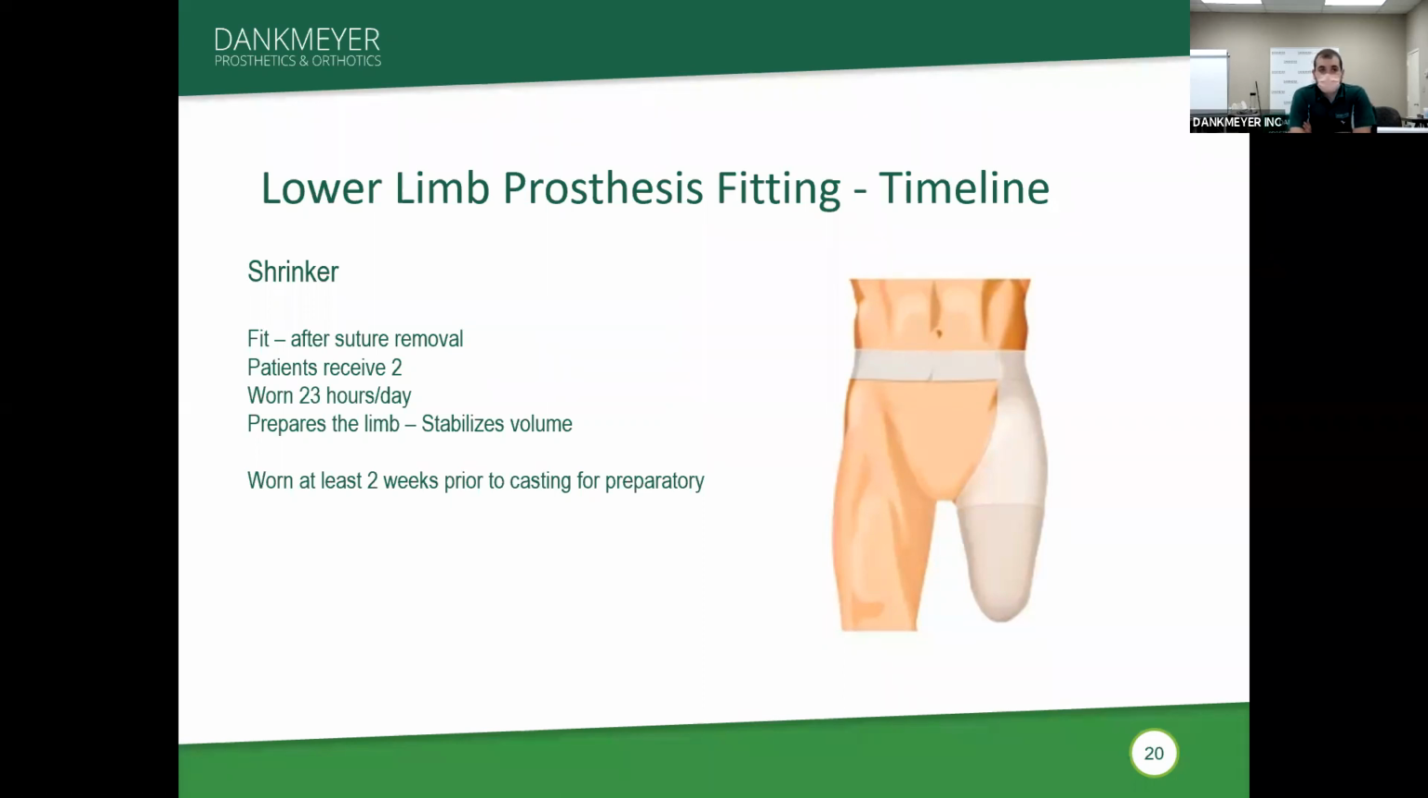Typically, we like patients to receive 2 shrinkers, and they're worn 23 hours a day. This is quite important, that patients are wearing the shrinkers consistently. It needs to be under constant compression, so that when we go to fit the initial preparatory prosthesis, there is not as much of a volume change initially. And we like to have patients wear the shrinkers for around 2 weeks before they come in for their casting.